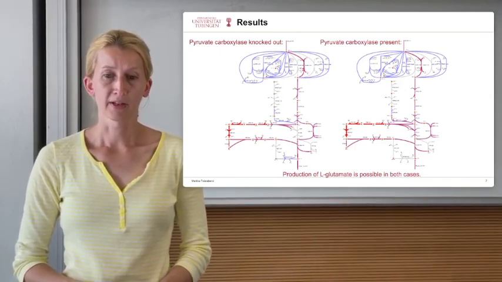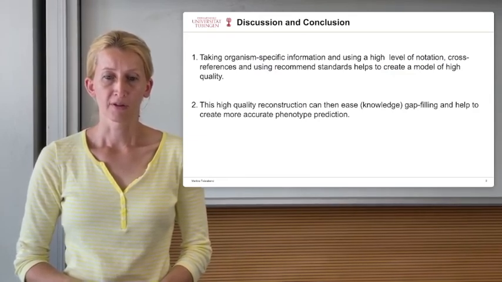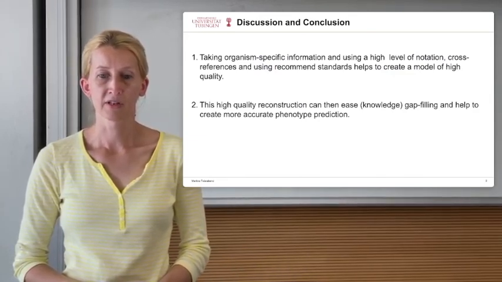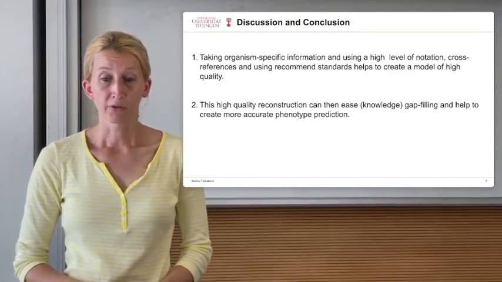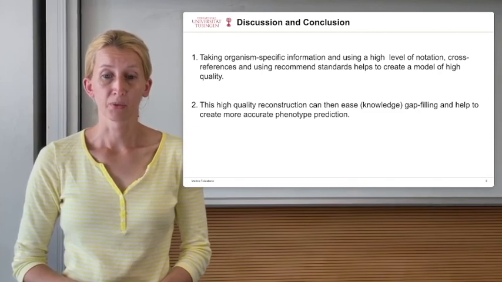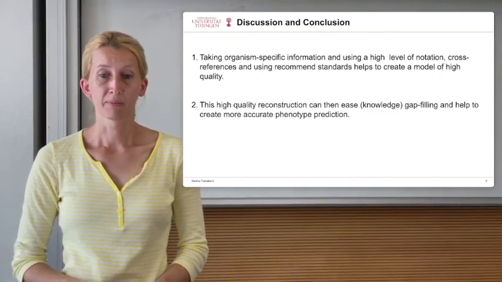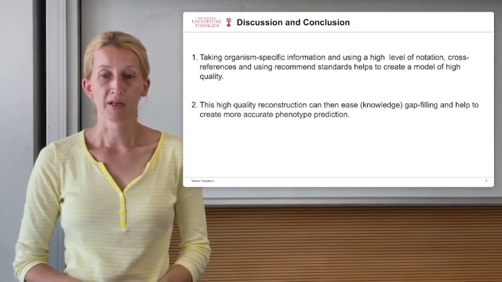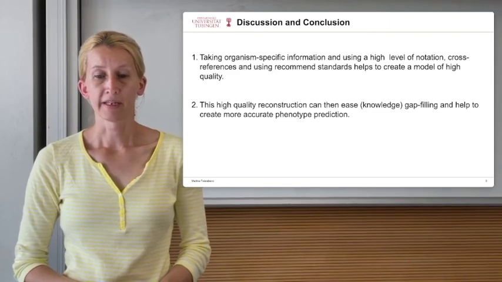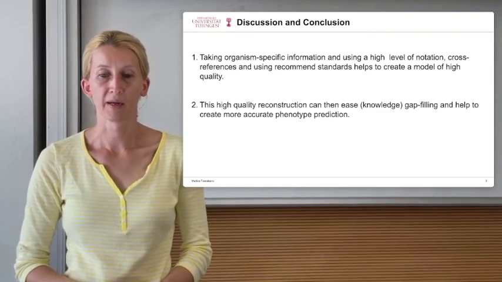As a brief discussion and disclosure statement, I would like to highlight two points. First of all, taking organism-specific information, using a high level of annotation and cross-references, and using recommended standards really helps to create a model of high quality. And as a second and final point, a high-quality genome-scale metabolic model can ease the knowledge gap-filling process and can help to create more accurate phenotype predictions.